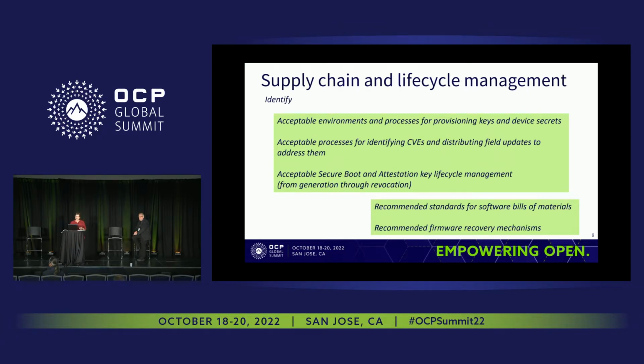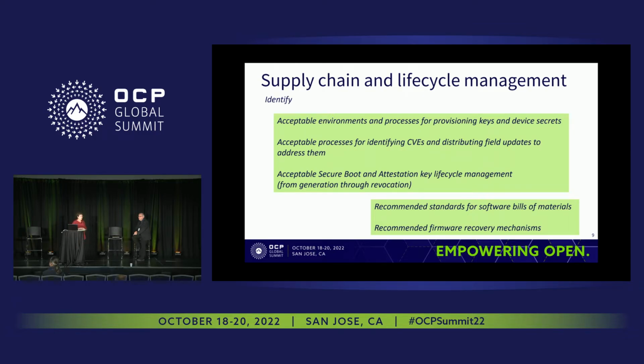There's a section on supply chain and lifecycle management. There you would identify what are the acceptable environments for provisioning keys and secrets and seeds. Some devices will allow the device to get those injected, or we call it squirted in the TPM world. Others will require that the key, or seed or secret be generated within the device itself and never ever leave the device and not come from the outside. So whatever you require, this is where you would document that.